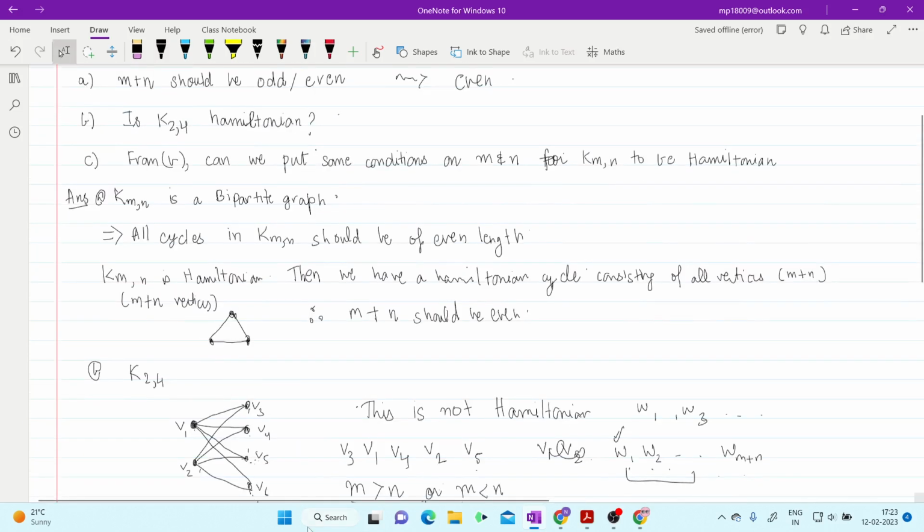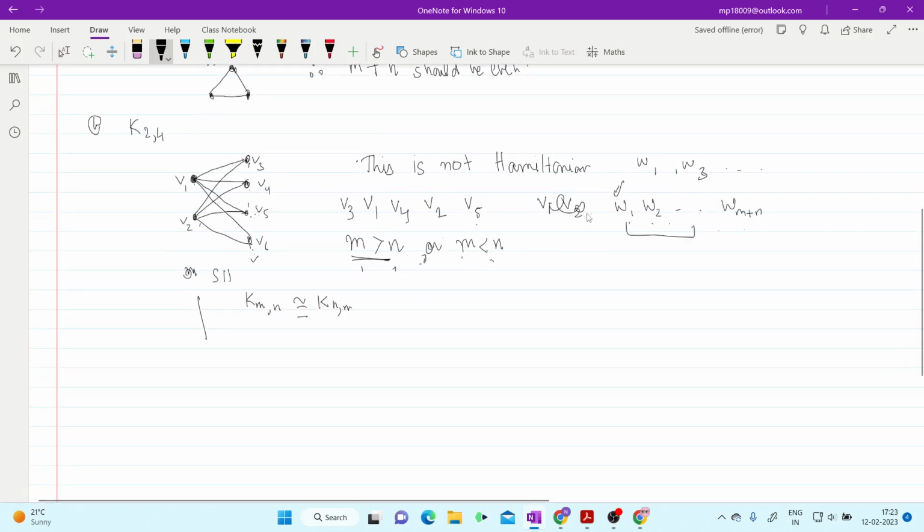This is the next question. Can we put some condition on m and n for Kmn to be Hamiltonian? From part B, we have got that if m is greater than n or m is less than n, then Kmn cannot be Hamiltonian. So what about if m is equal to n? Then this becomes Kmm. Is Kmm Hamiltonian? What do you think?